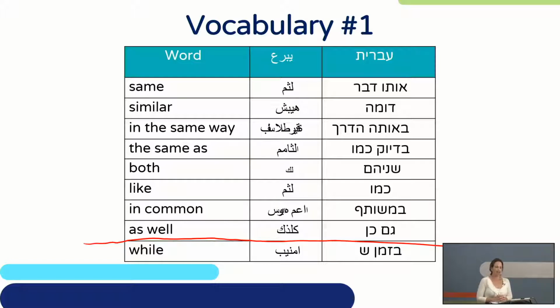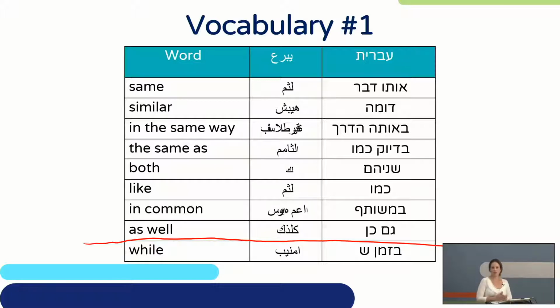Similar. Similar is דומה. In the same way, באותו הדרך. The same as, בדיוק כמו. Both. שניהם. Like. כמו. As you know, the word like has a couple of meanings. Like here means כמו, but it also is similar to the word love. I like him, I love him.